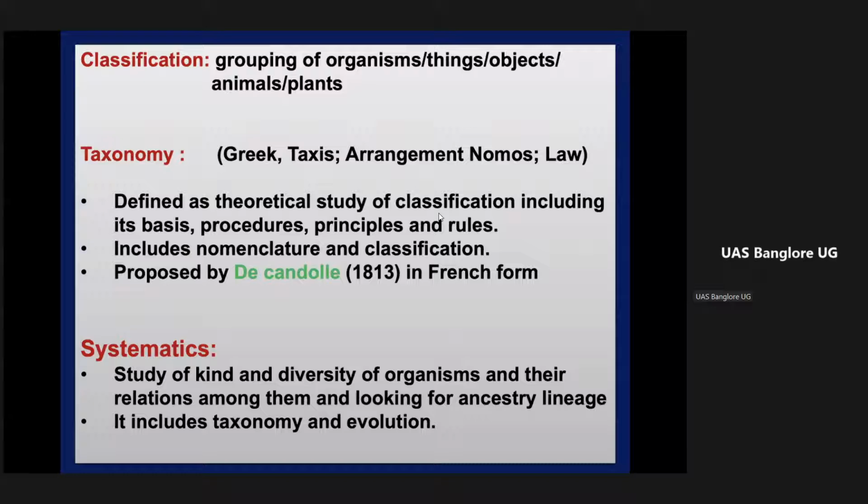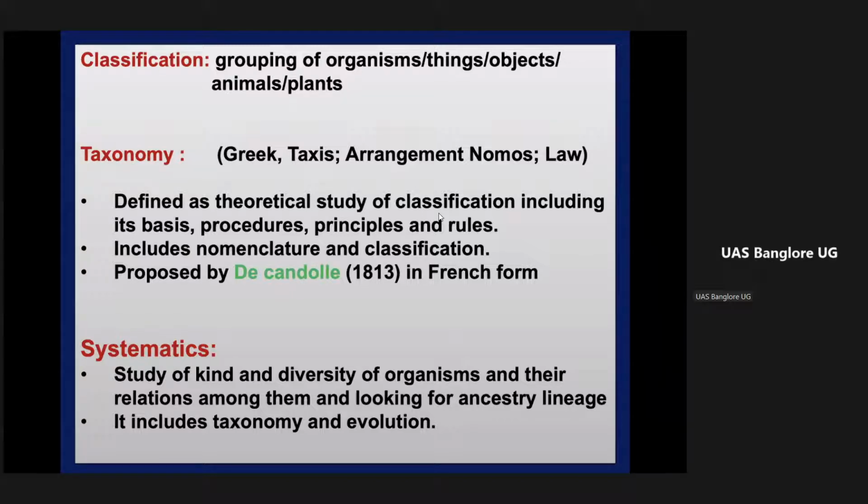That means we are looking at the relationship. How and what kind of relationship in the evolutionary way? It includes taxonomy and also the evolutionary way. So over the period of time, what is happening? We have gone from chimpanzee to human being. So we have a lot of transformations. That is nothing but the relationship that we are looking at from the ancestral line. So both taxonomy and systematics are two faces of the same coin.